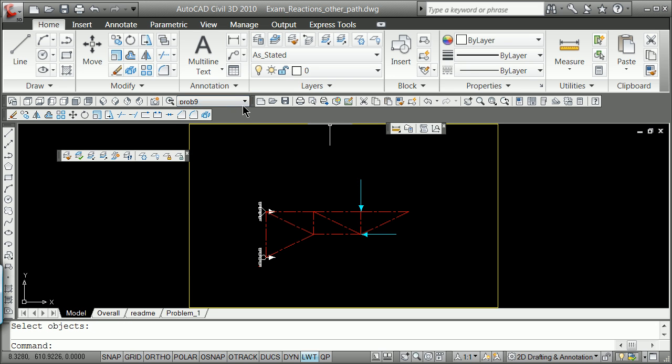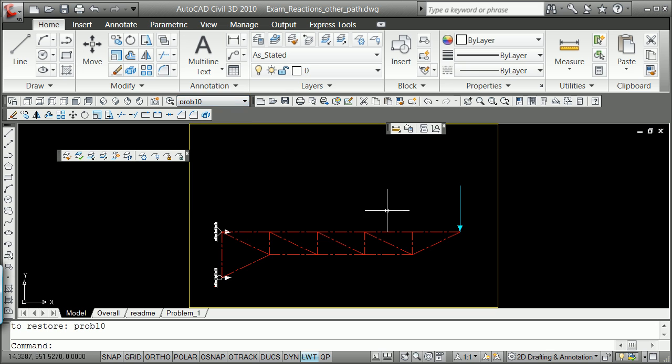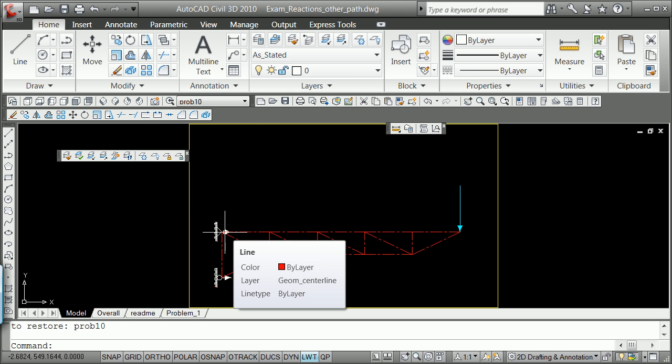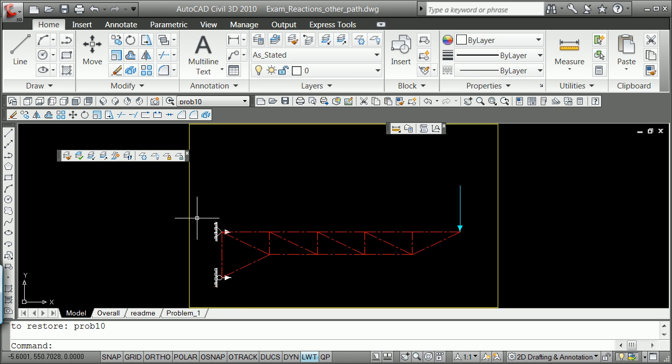And finally, problem 10, which is the same thing. Realizing that only the pin joint can react parallel to the surface. A roller joint only reacts normal to the surface. So that is all those problems.